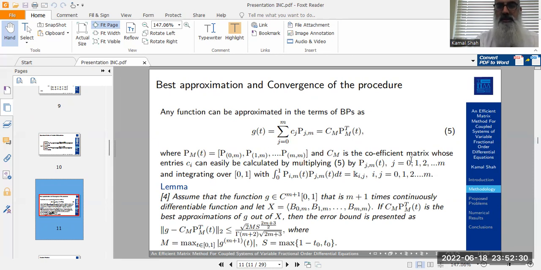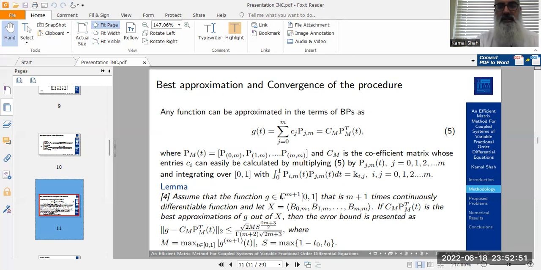Say the coefficient matrices can be calculated easily by multiplying this left-hand side by this polynomial and integrating from 0 to 1. This is like an inner product. We take an inner product of both sides with V_m, which gives us the entries.